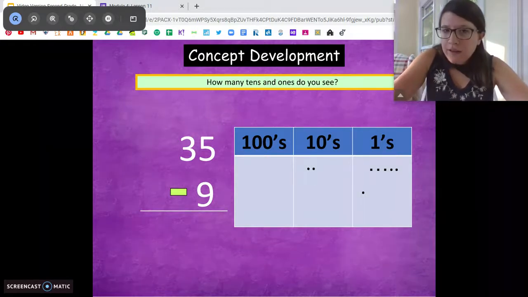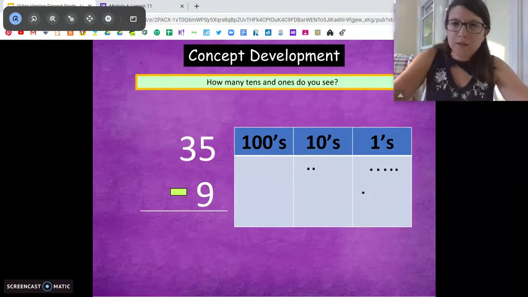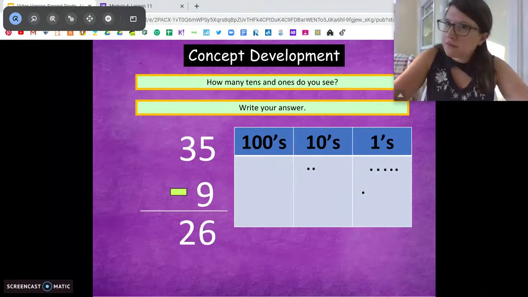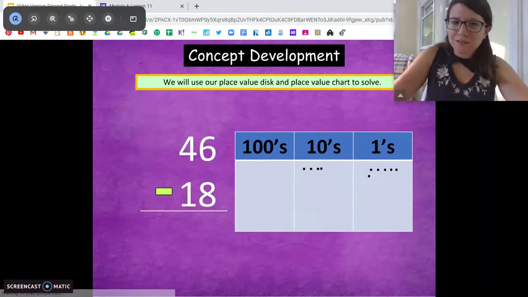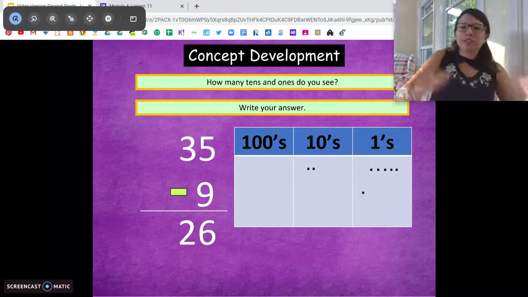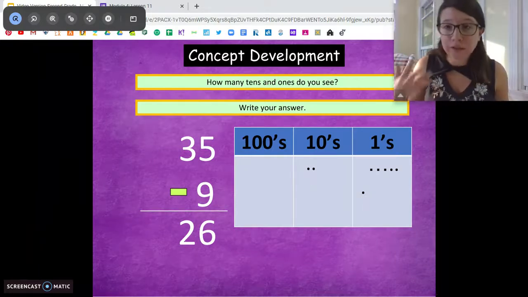Now, how many 10s and 1s do we have? We took those 9 away. How many 10s and 1s do we have? We have 2 10s and 6 1s, which equals 26. Good job. So it's pretty much, we're just going to decompose. We're going to move them back over. We're just manipulating the numbers around so it's easy for us to subtract.